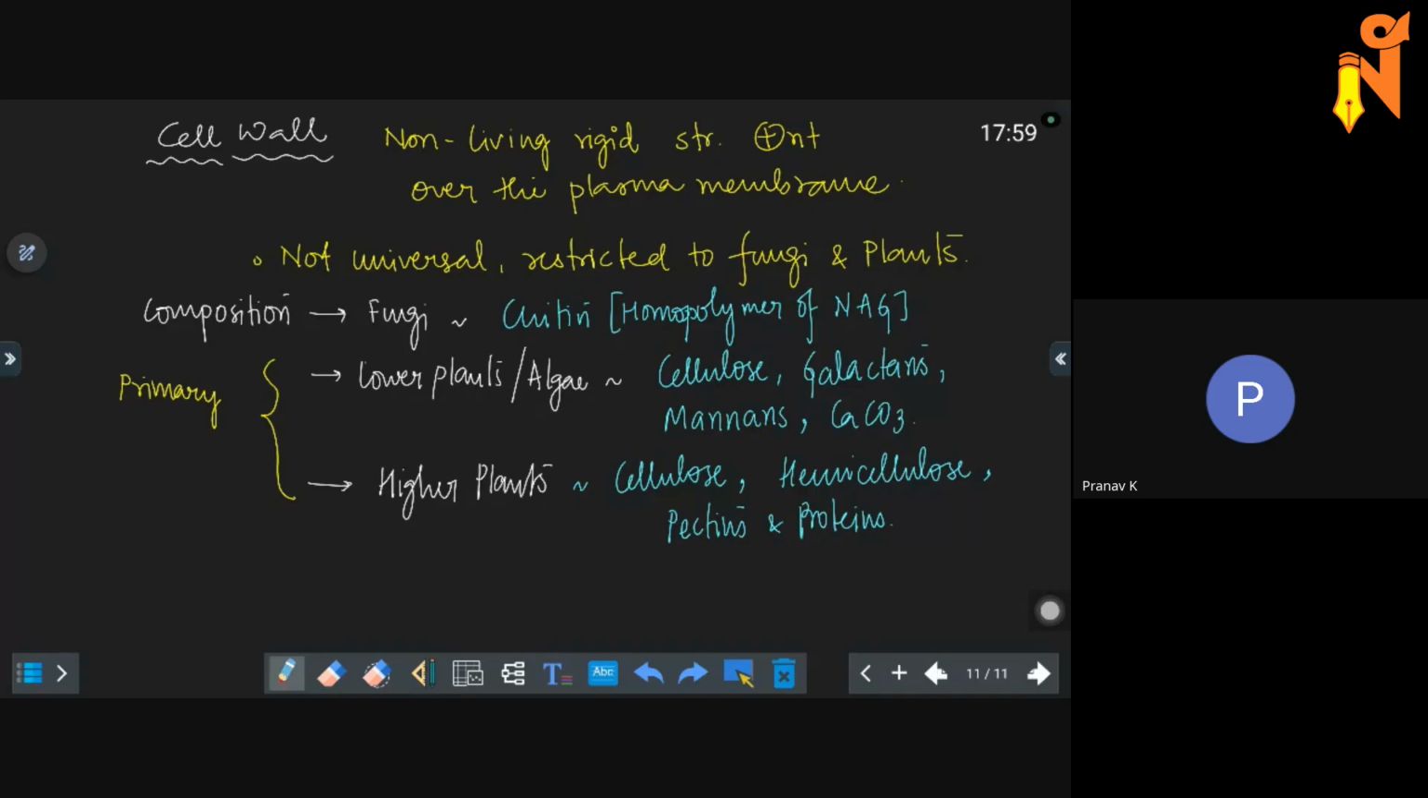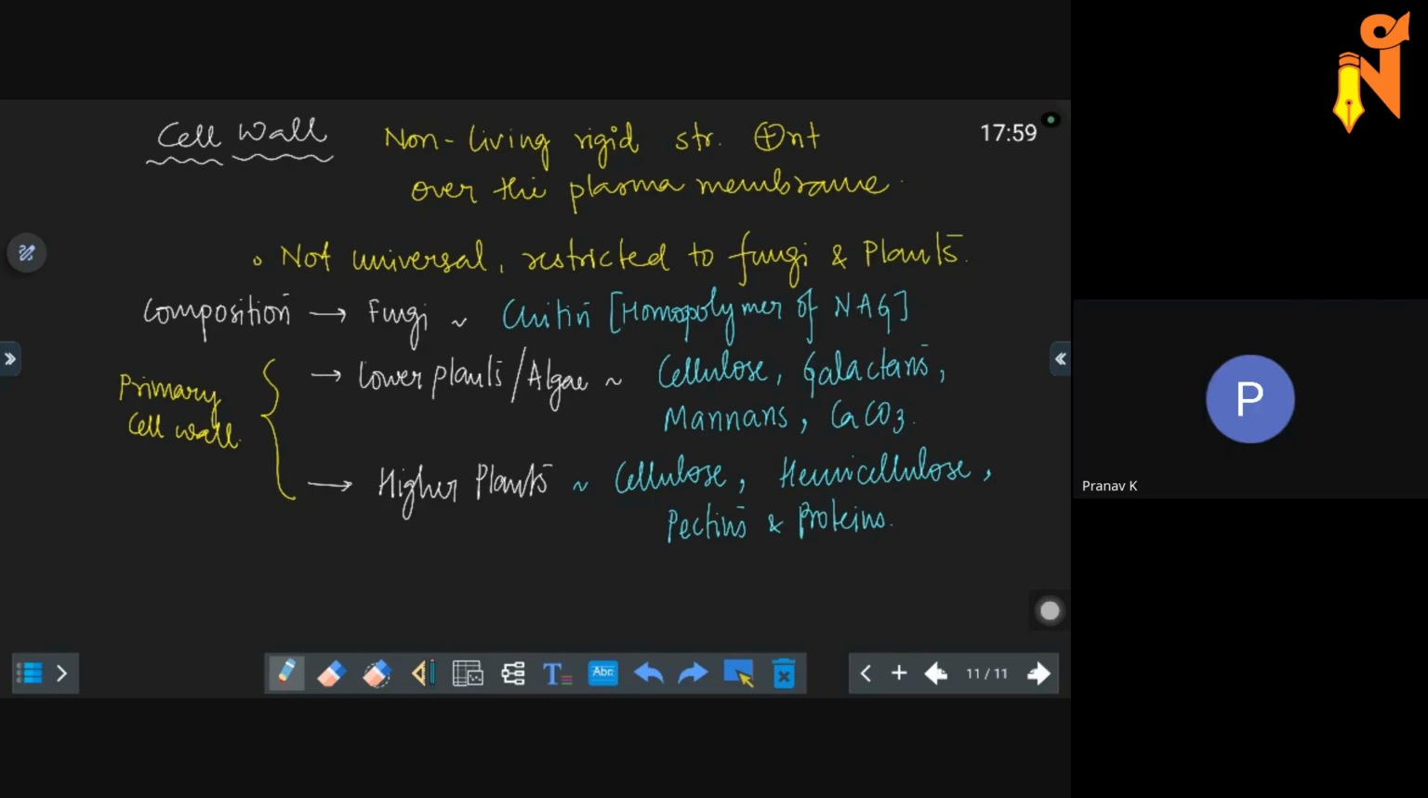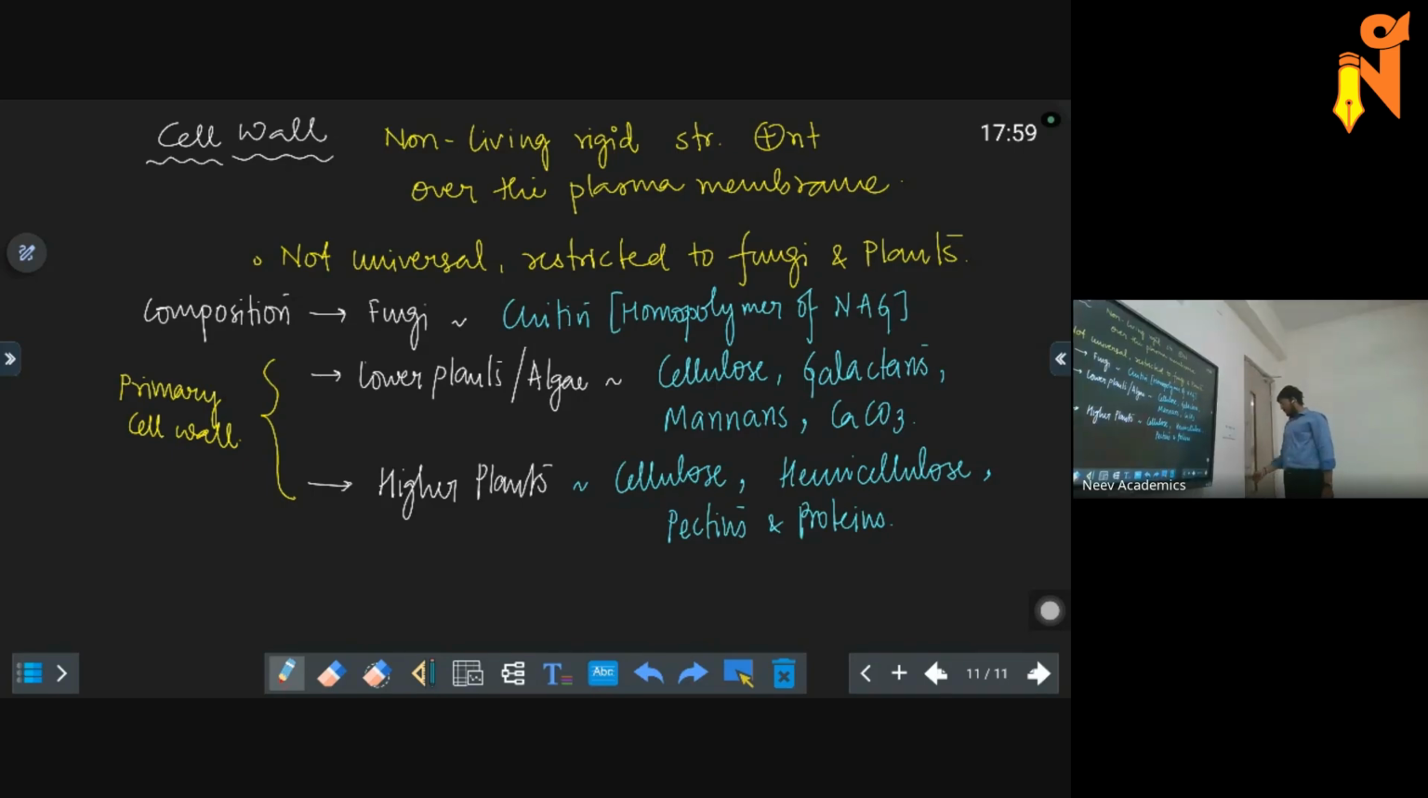What is the one after cellulose in higher plants? Hemicellulose, the modified form. So these are some of the compositions which you need to remember.